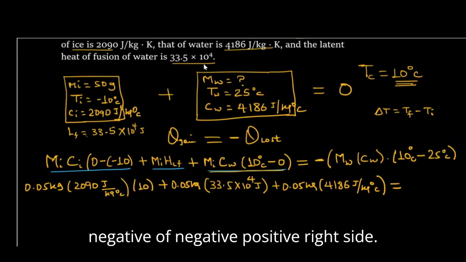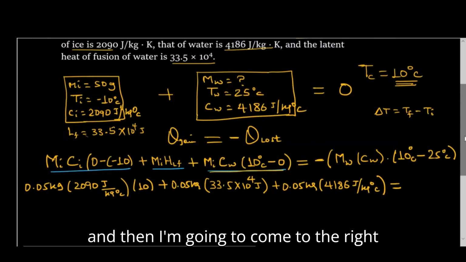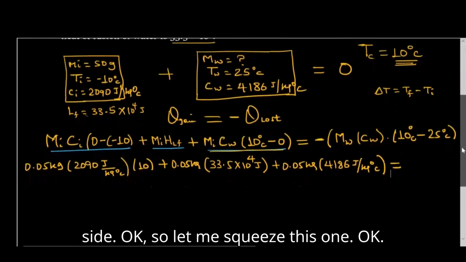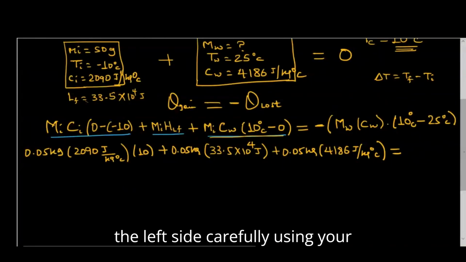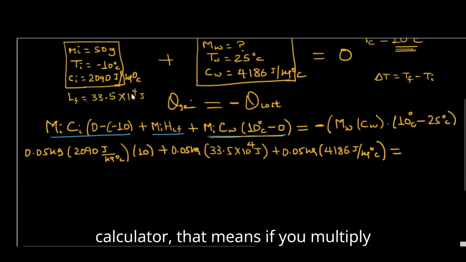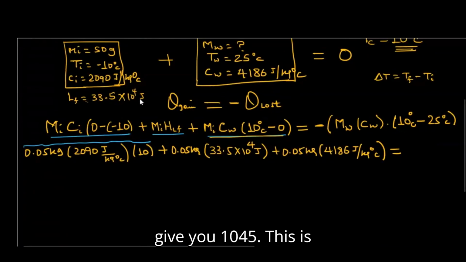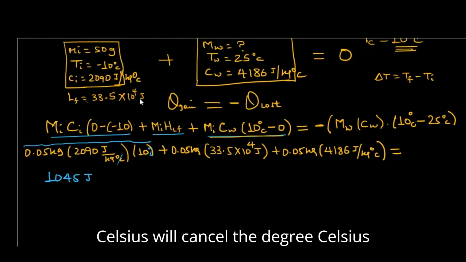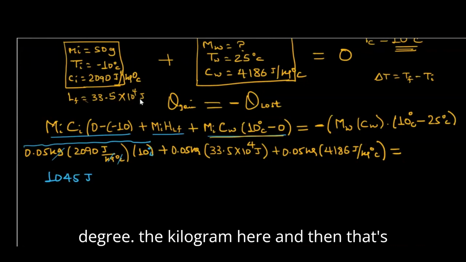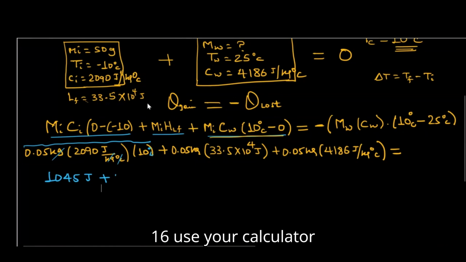The negative of the positive right side. Now I have a positive number on the right side. Let's squeeze the left side first, and then I'm going to come to the right side. If you multiply the left side carefully using your calculator, this right here will give you 1045 joules, because the degree Celsius will cancel the degree Celsius here, the kilogram will cancel with the kilogram here, and that's joules. Plus the second one is going to be 16,750 joules.